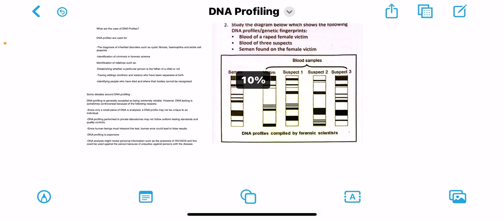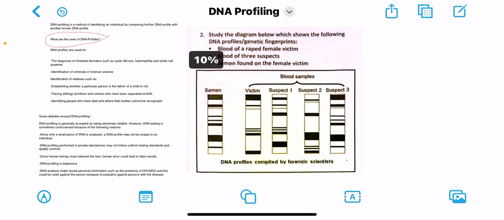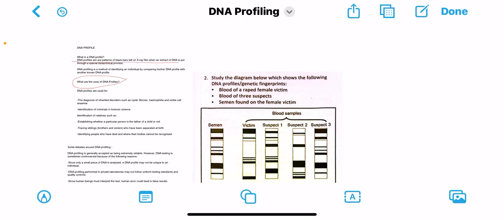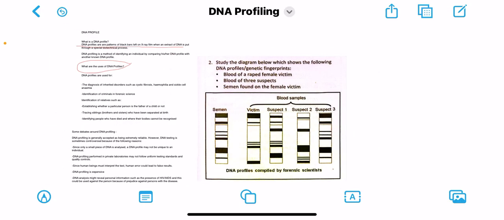Number 3. So I'm going to send activities in the group pertaining to the content that we covered today. I'm going to send one activity for DNA replication, one activity for the molecules, one activity for DNA profiling.